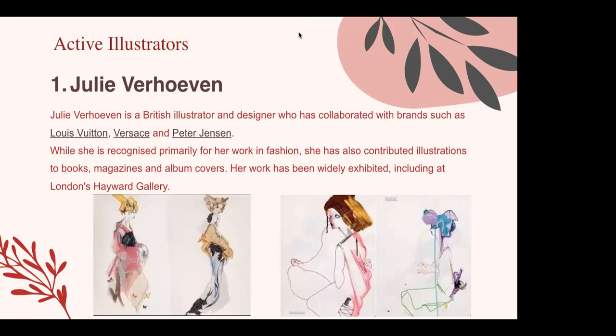Julie Verhoeven is a British illustrator and designer who has collaborated with brands such as Louis Vuitton, Versace, and Peter Jensen. While she is recognized primarily for her work in fashion, she has also contributed illustrations to books, magazines, and many Vogue editions had their illustrations. So you can see in the pictures that she has a style of her illustrations. You can understand, she makes more with watercolors, and how the model is standing is mostly a side profile.